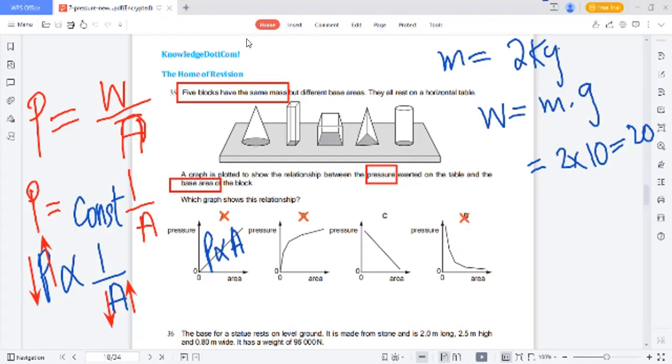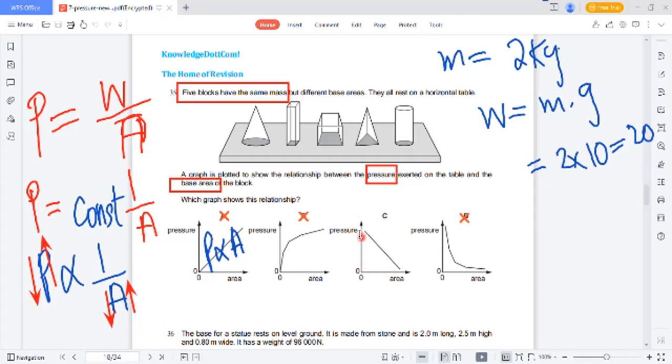Okay, now let's see the fourth one. Okay, it looks fine, because it starts from non-zero area and non-zero pressure. We know that if it starts from here, it means zero area. If it starts from here, it means zero pressure. So it means there is pressure and there is area as well.